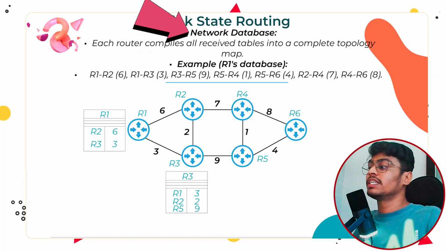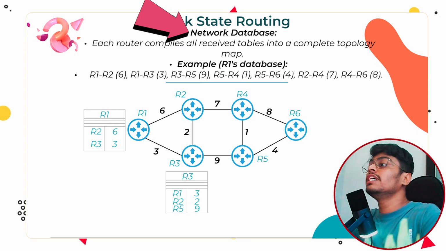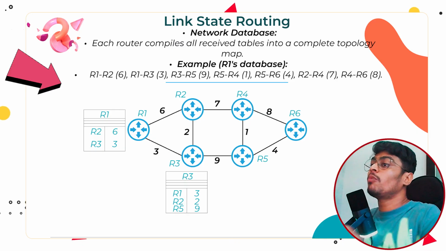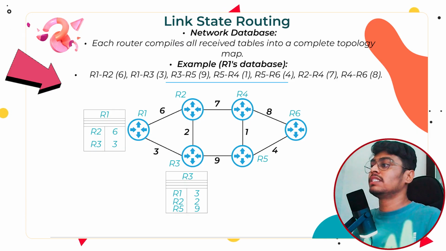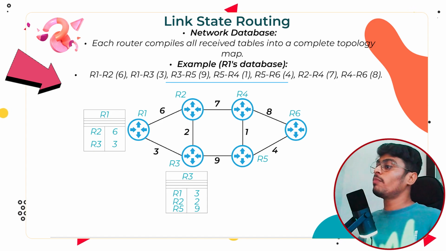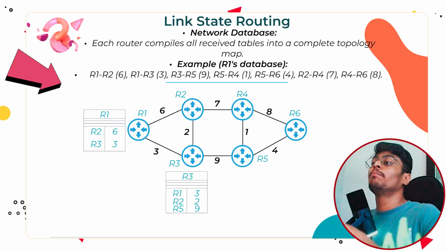Building the complete network database. After flooding, each router receives the link state tables from all the routers. For example, R1 will receive link state tables from R2, R3, R4, R5 and R6. From these received tables, R1 builds its complete network database.